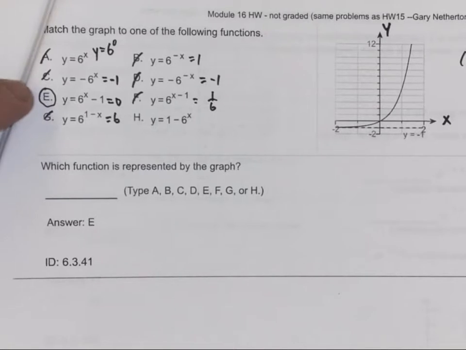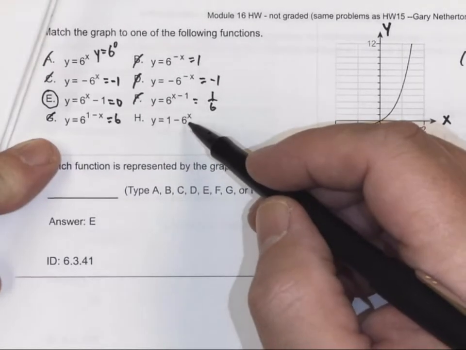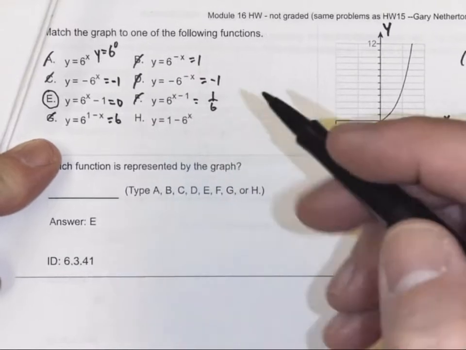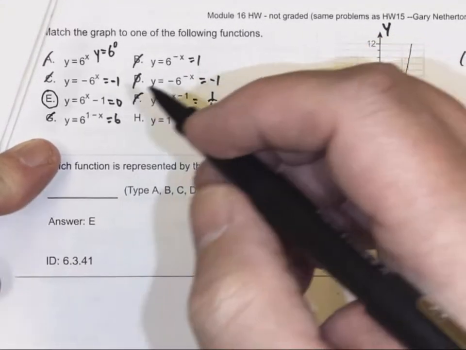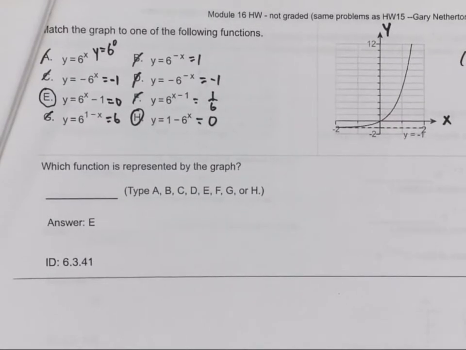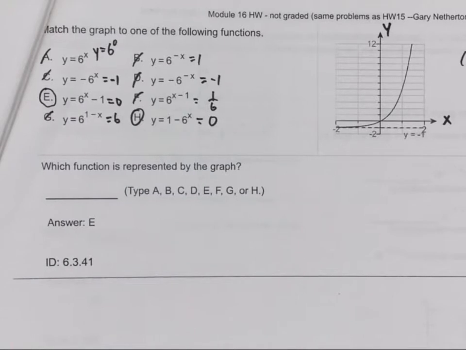So far, I've only found one equation that the point 0, 0 actually works for. Let's check this last one. If I plug in 0 for x here, 6 to the 0 is 1. 1 minus 1, this one equals 0. So, for the point 0, 0, only two of the equations actually work. So now I've narrowed it down to the equation has to be either E or H. Now I need to figure out which one it is.